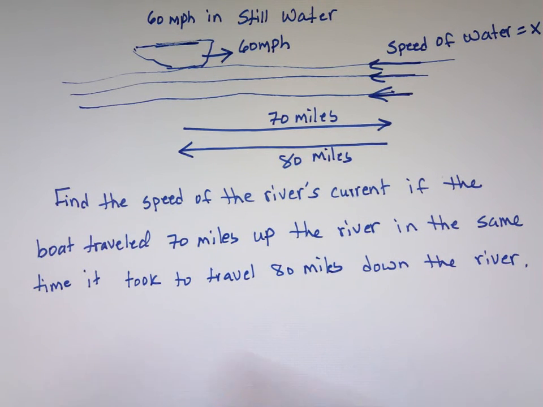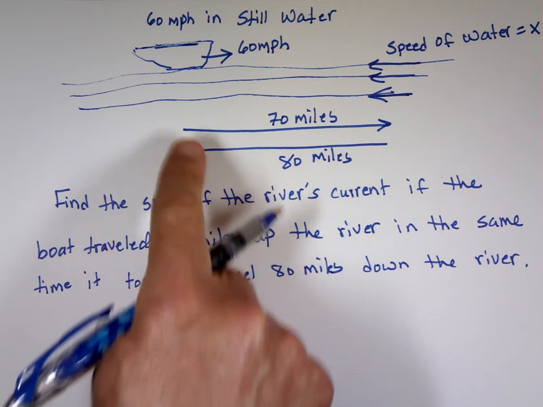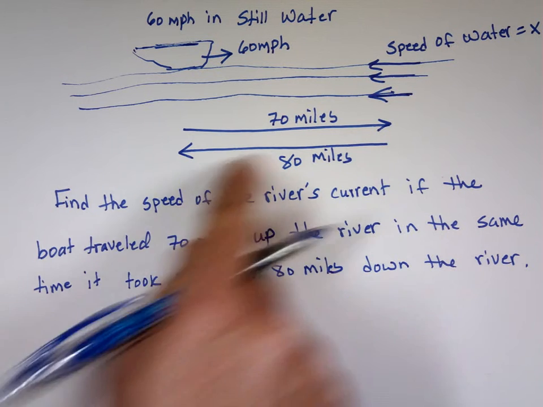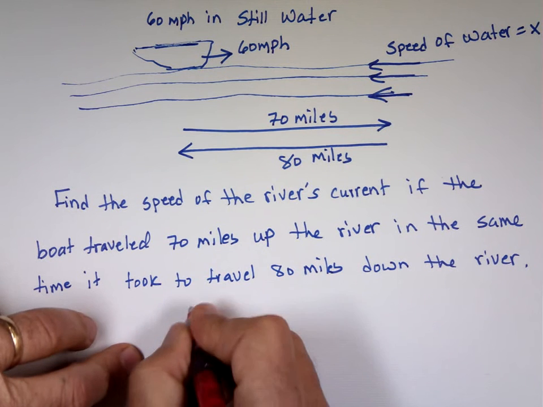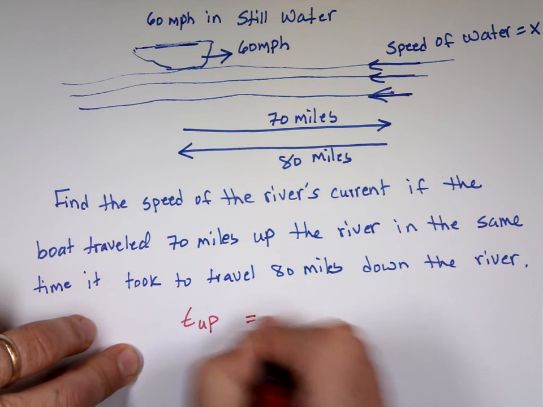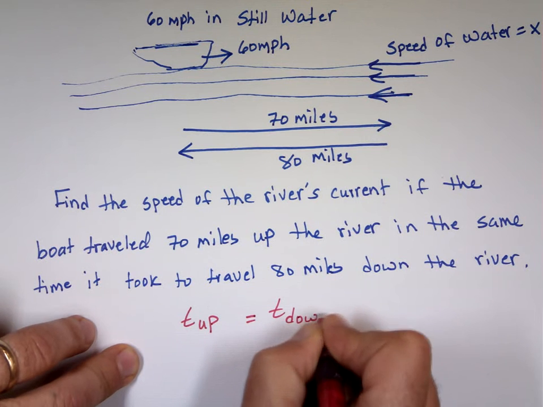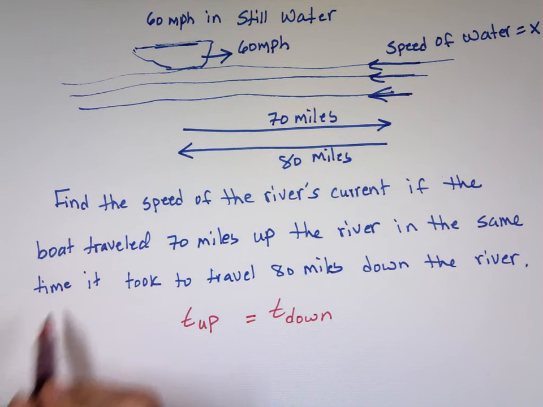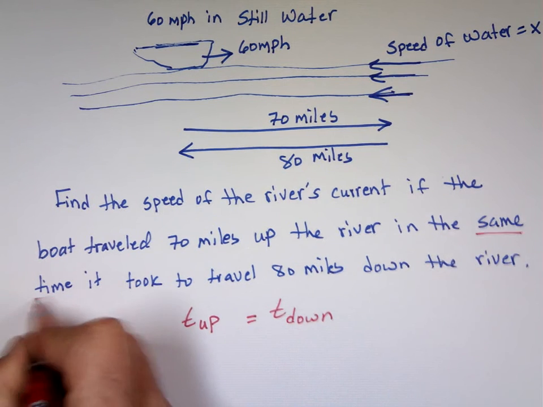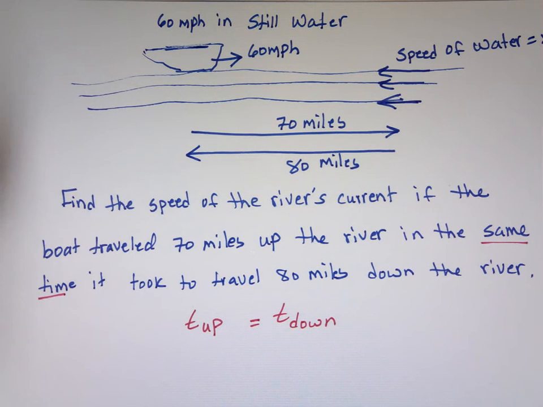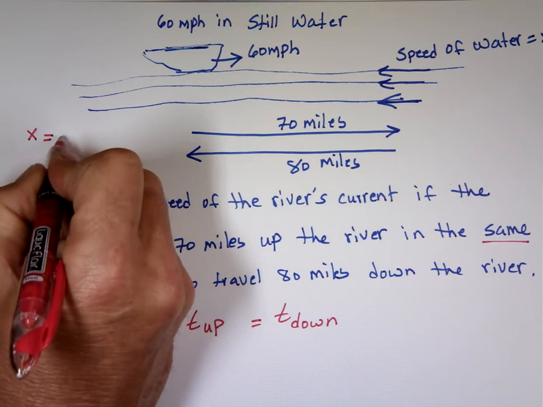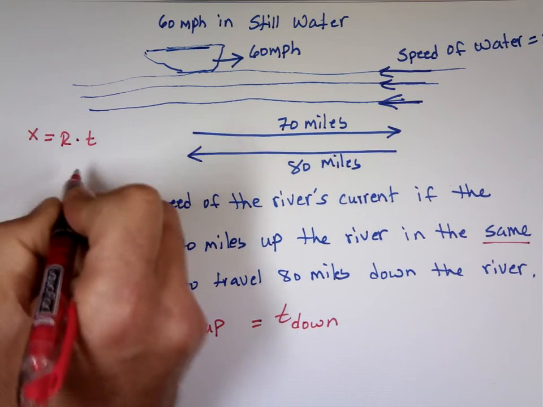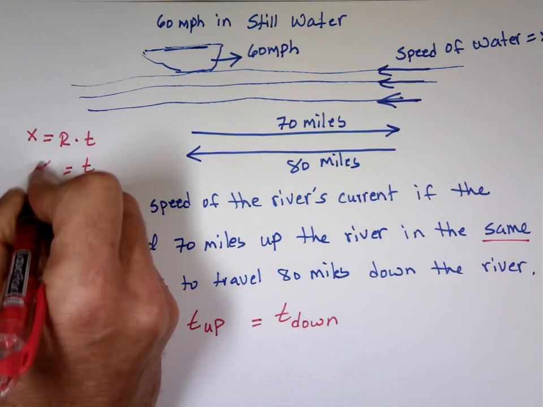If it took the boat the same time to go 70 miles in this direction and 80 miles in that direction, so the time to go up the river is the same as the time to come down the river. Time is the same. In the same time, it says here, same time. Well, we need to know one more thing before we can touch this problem: distance equals what? Rate or speed times time, or time equals distance over rate.